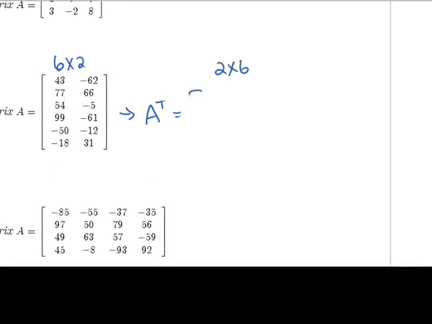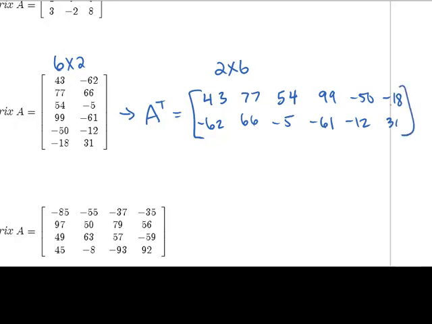So example 27, we start off with a 1, 2, 3, 4, 5, 6 row by 2 column. So this is a 6 by 2 matrix, and when we transpose it, it will become a 2 by 6 because all the rows are columns and all the columns are rows. So again, probably easiest way is to take these columns, turn them into rows. So 43, 77, 54, 99, negative 50, and negative 18. Second row, so negative 62, 66, negative 5, negative 61, negative 12, and 31. And that's it.